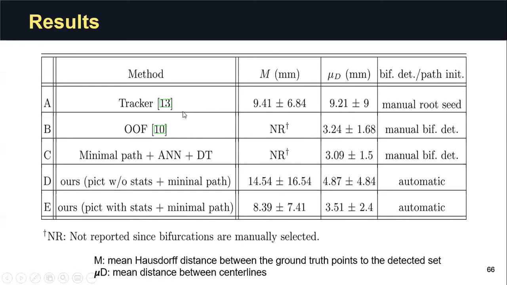It's not really outperforming OF and minimal paths, but because OF and minimal paths were using manual bifurcation detections, and our method is using automatic bifurcation detections. So our result approached the state of the art, which uses manual bifurcation detections.